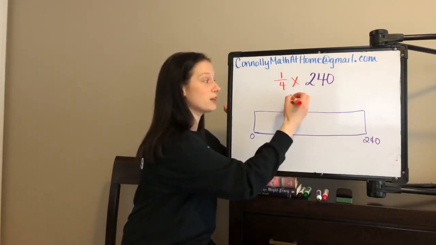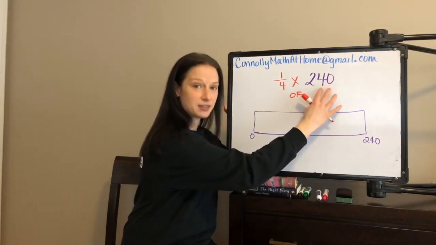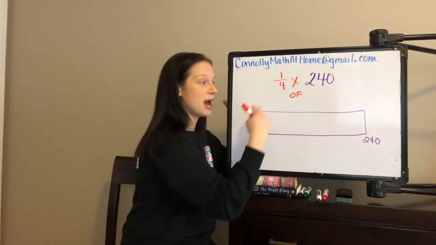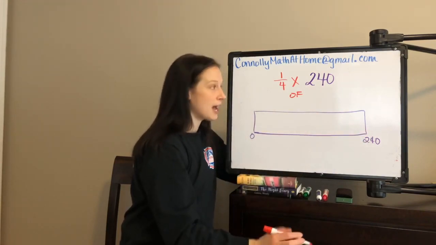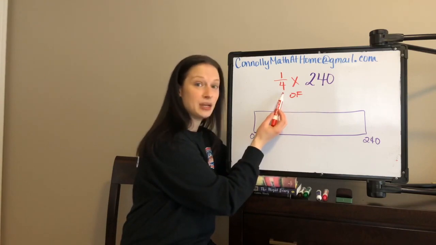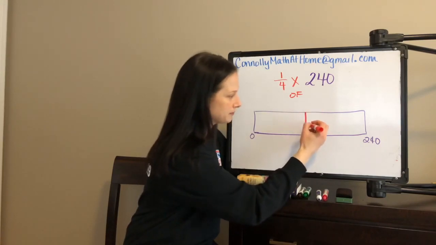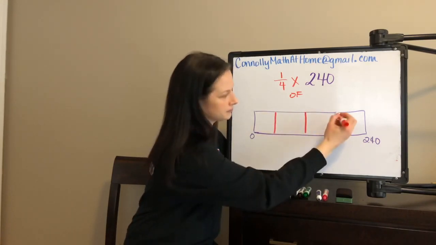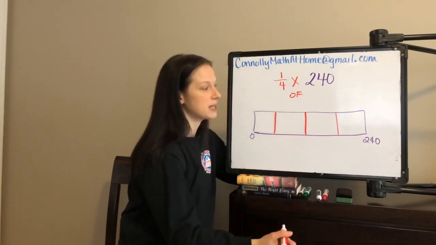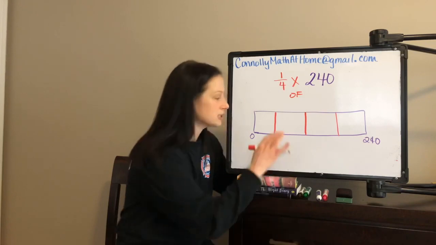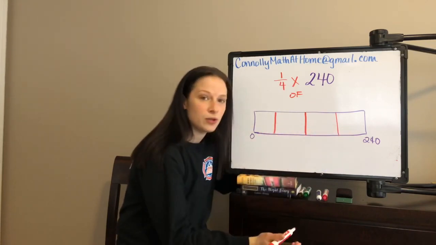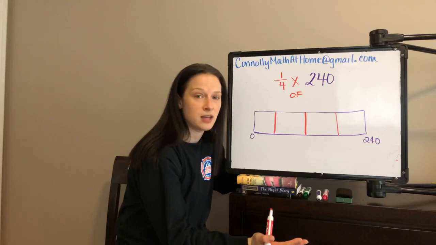If I want to do 1/4 of 240 miles, first I have to think about how many equal parts I would be dividing my fraction bar into. So I look at my denominator. I know that there's 4, I'm dividing this into 4 equal parts, so I'm going to do that. Here's my 4 equal parts. And I'm thinking about what would each part equal if I took 240 miles and split it into 4 equal pieces.